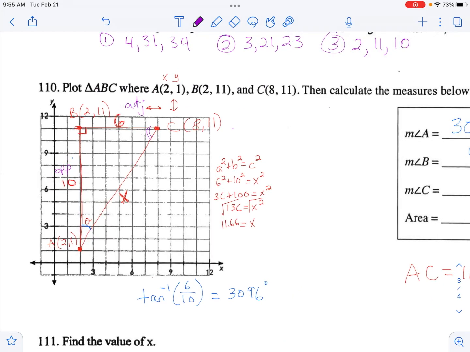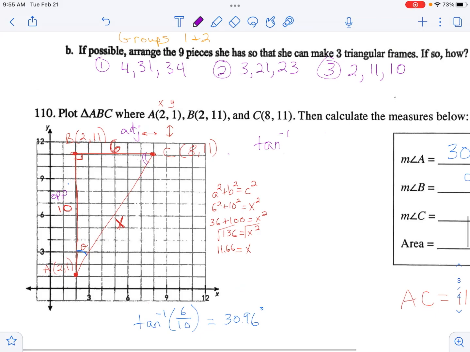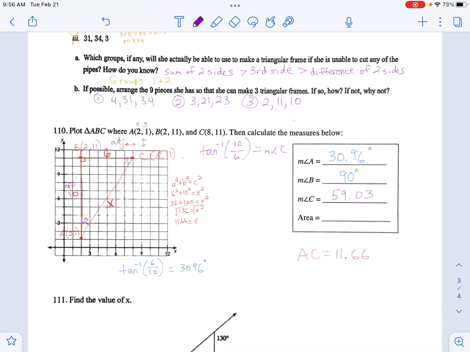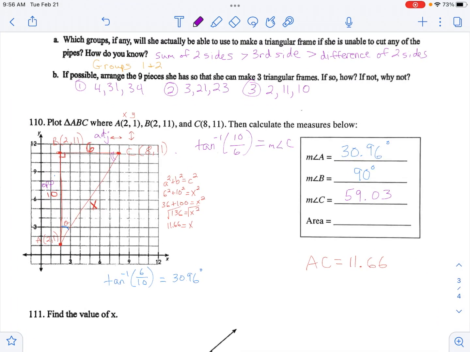So now we're just going to have to do the inverse tangent again, but this time our opposite is 10 on top divided by 6 on the bottom. So let's go ahead and type that in our calculator. Second tangent, 10 divided by 6. That would give us the measure of angle C, which would be 59.03. And so now we found all of the angle measures.